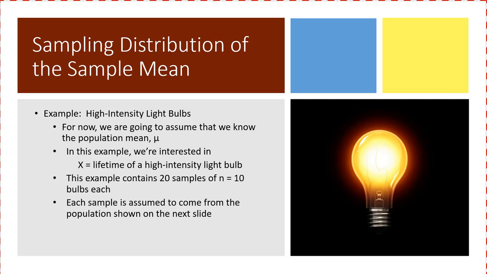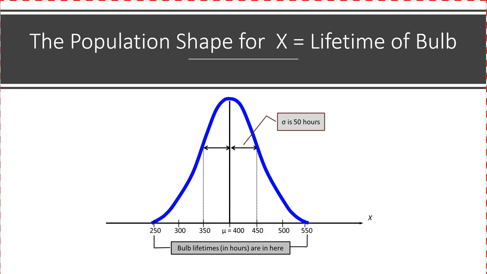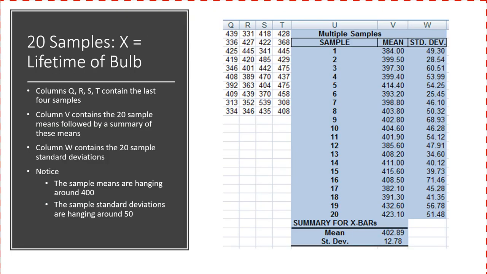So let's look at an example. In this example, we have high intensity light bulbs, and for now we're going to assume that we know what the population mean is. We're looking at X representing the lifetime of a high intensity light bulb, where we have 20 samples, each sample containing 10 light bulbs, which is assumed to have come from a normally distributed population that we have demonstrated here. And so here we see the normally distributed curve with the population mean being 400 hours and the population standard deviation being 50 hours.